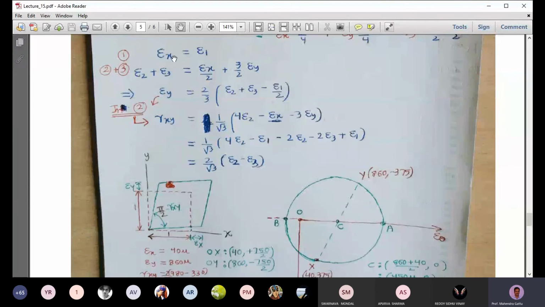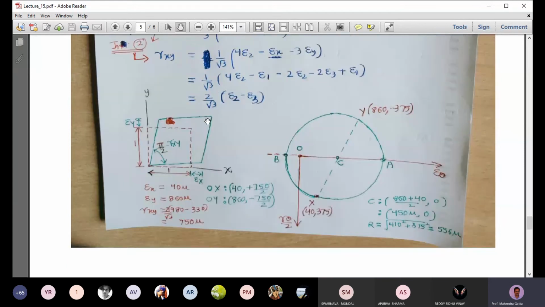So we are solving those three equations and getting epsilon x, epsilon y, and shear strain gamma xy. So let's look at those values. The calculated values for epsilon x are 440 into 10 power minus 6. Epsilon y is 860 into 10 power minus 6, and shear strain it is 2 by root 3.